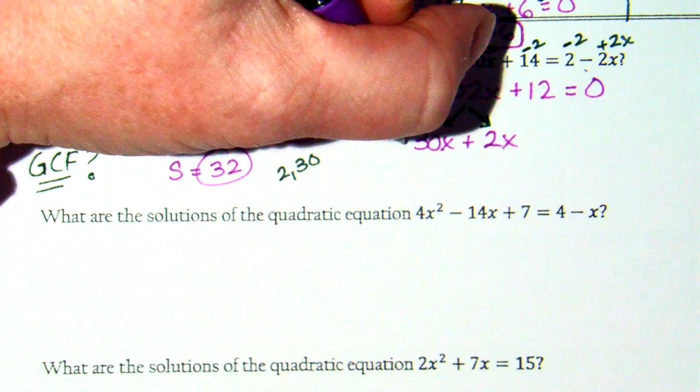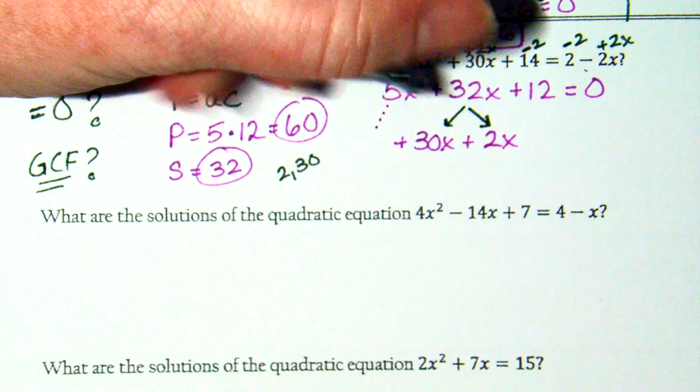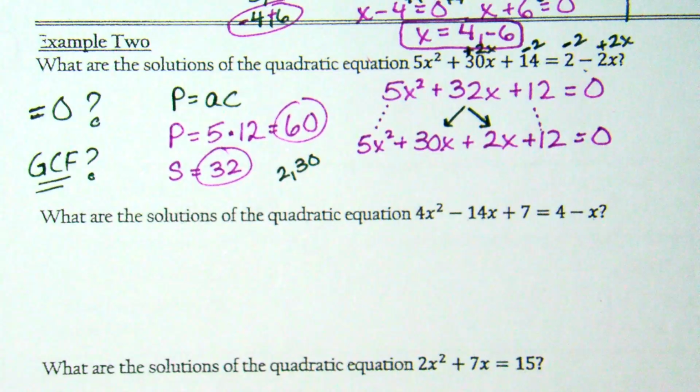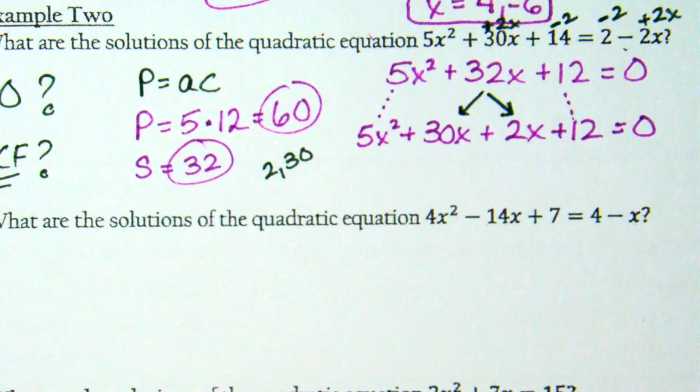Okay, and this is a positive 30x. We also need to bring down your first term of 5x squared. Bring down your last term of plus 12. And don't forget, this is still equal to 0. Okay, I've got 4 terms. Now what?